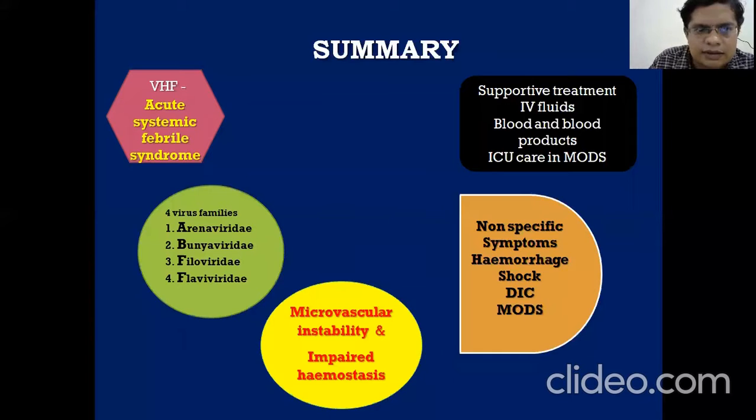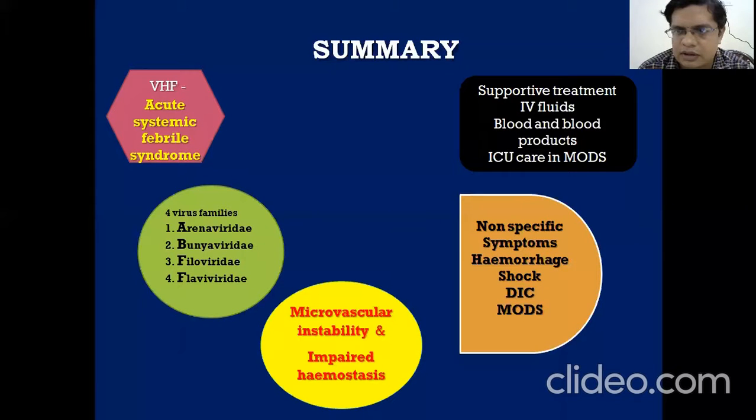To summarize, today we have discussed viral hemorrhagic fevers, the definition being acute systemic febrile illness. All viral hemorrhagic fevers are acute systemic. They cause systemic disease, involve many organs. Febrile syndrome. They are mostly due to four RNA virus families: Arenaviridae, Bunyaviridae, Filoviridae, and Flaviviridae. The main pathogenic hallmarks are microvascular instability and impaired hemostasis.